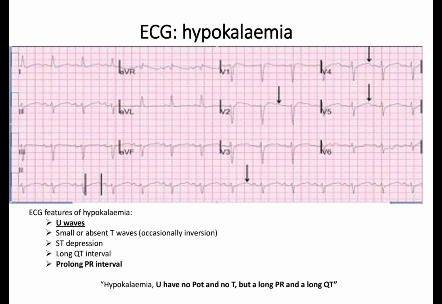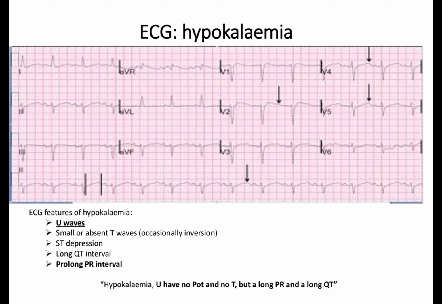T-wave changes. Flattening or inversion of T-waves. This is often one of the earliest signs. Decreased T-wave amplitude. U-waves. Prominent U-waves. These are positive deflections that follow the T-wave. They are particularly noticeable in the precordial leads, V2, V4. ST segment depression. The ST segment may become depressed.